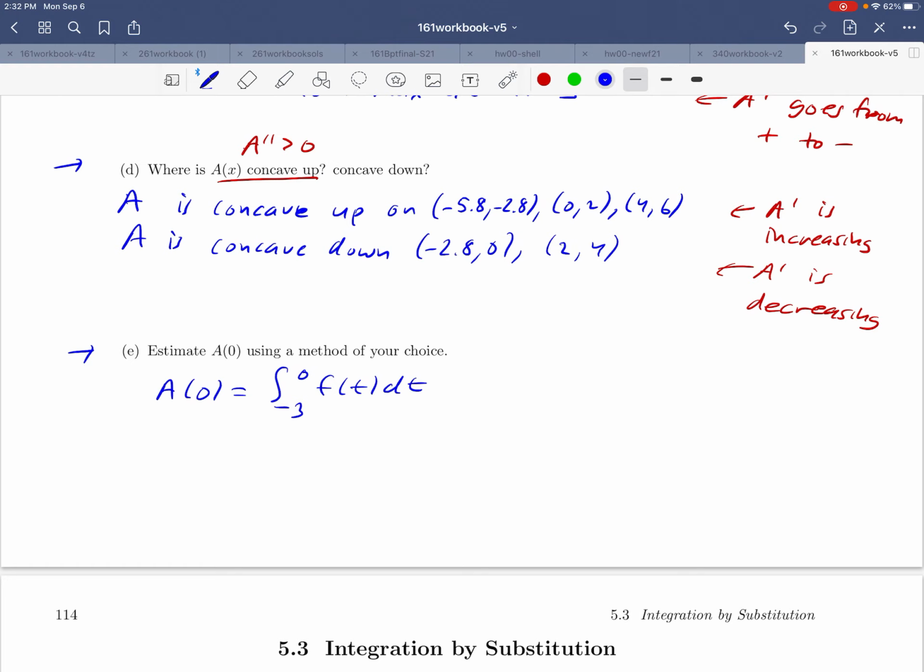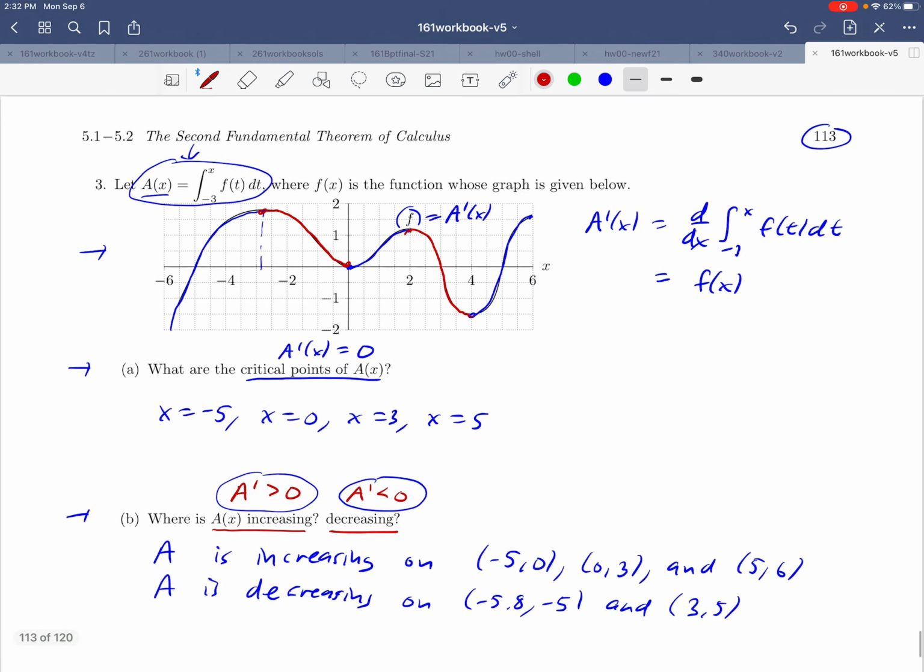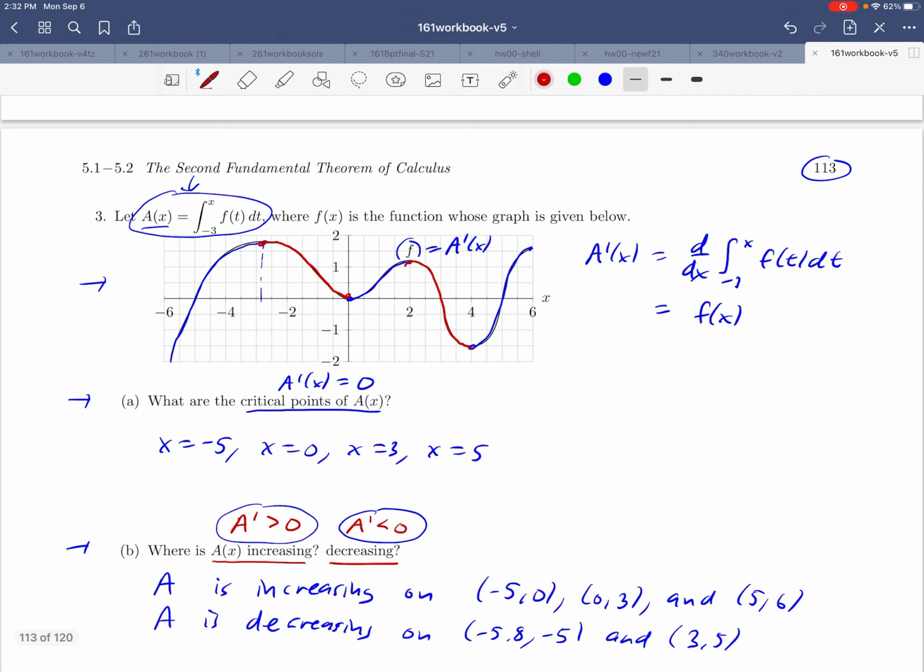An integral has something to do with area, so in words, what we're trying to do is find the area under the curve between -3 and 0. It's our choice how we want to estimate that. So let's scroll back up here. One way to estimate area is just with rectangles.